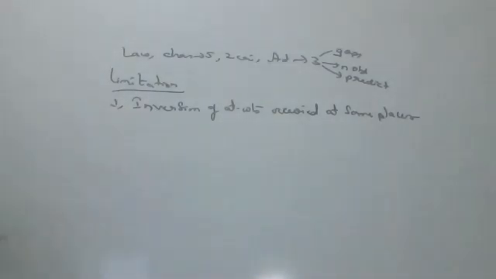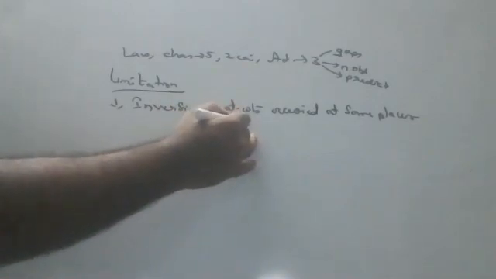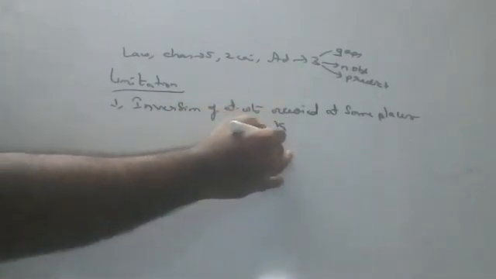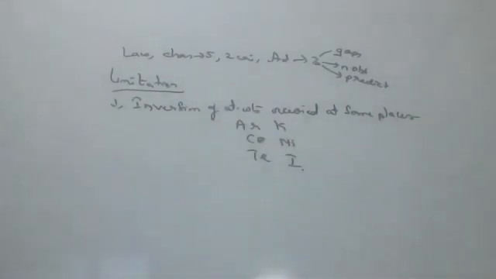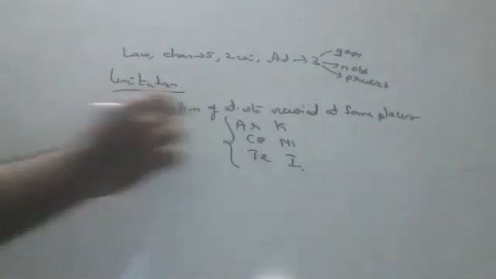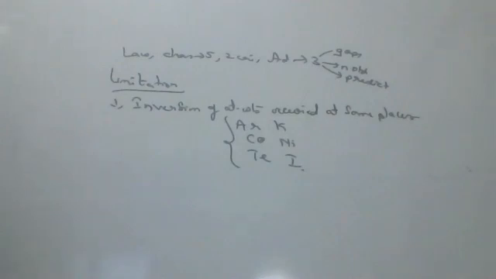Okay. In which places? Argon and potassium, cobalt and nickel, tellurium and iodine. You should mention the positions also. Simply, if you say inversion of atomic weights occurred at some places, they won't accept. Okay, what does it mean? I will explain. Please listen carefully. Slowly, I'm saying. Try to understand.